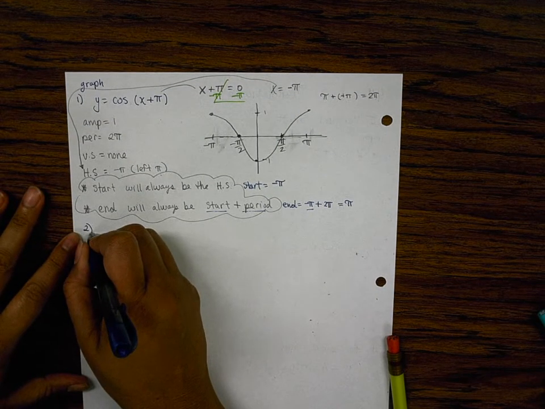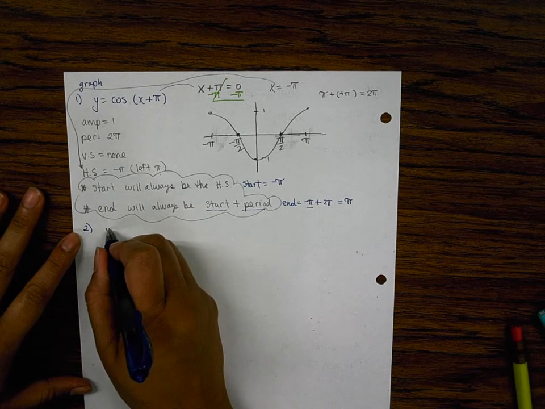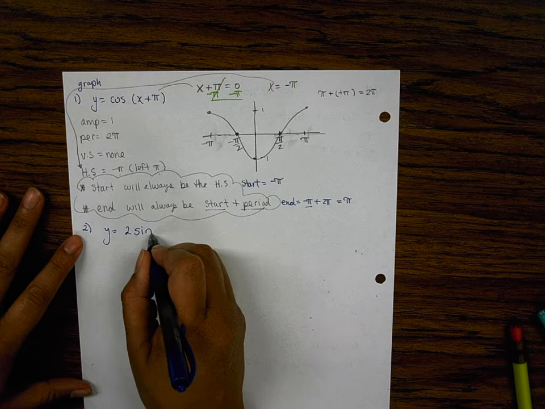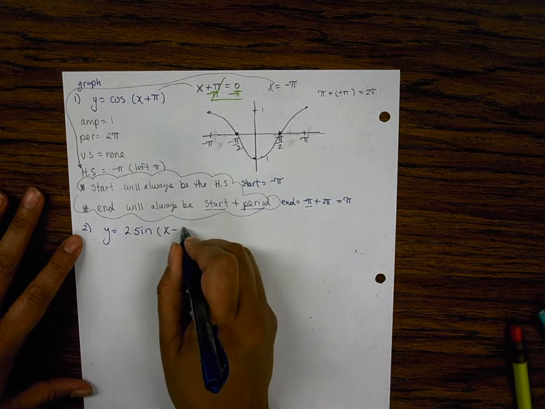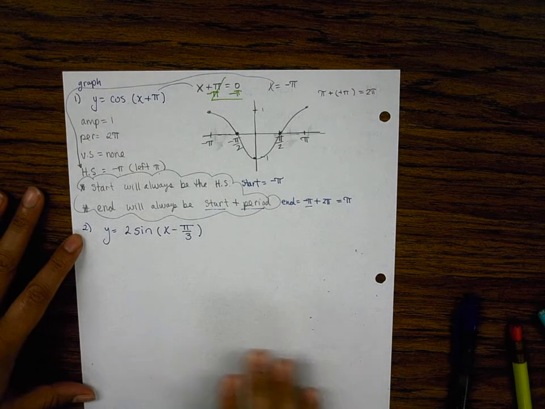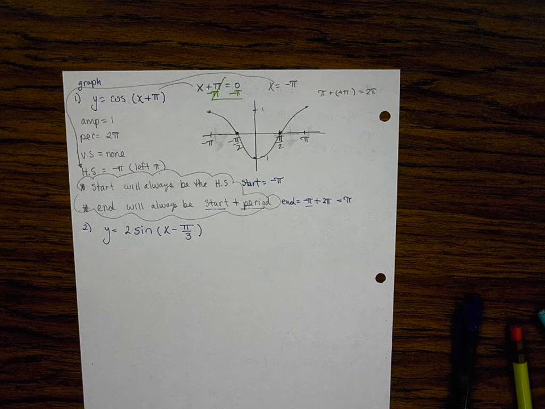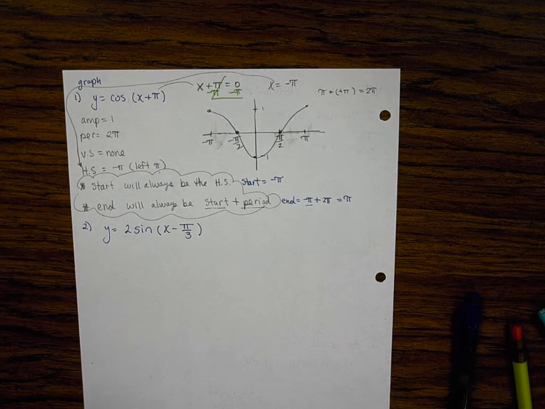Okay, number 2. Y equals 2 sine parentheses x minus pi over 3. Y equals 2 sine parentheses x minus pi over 3.